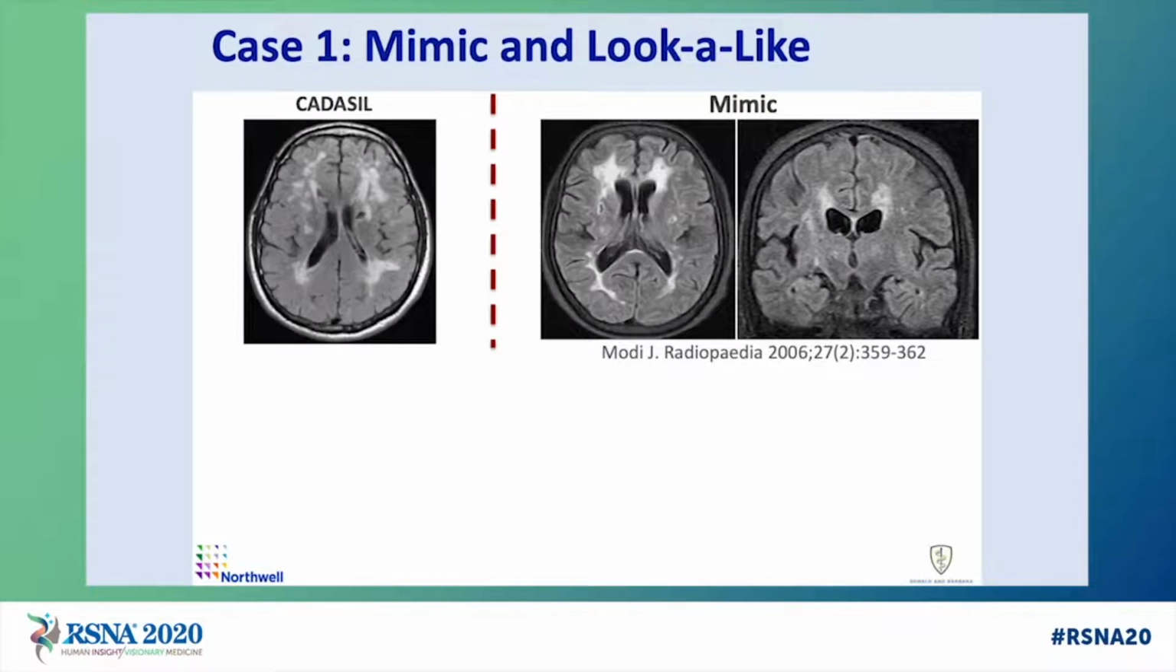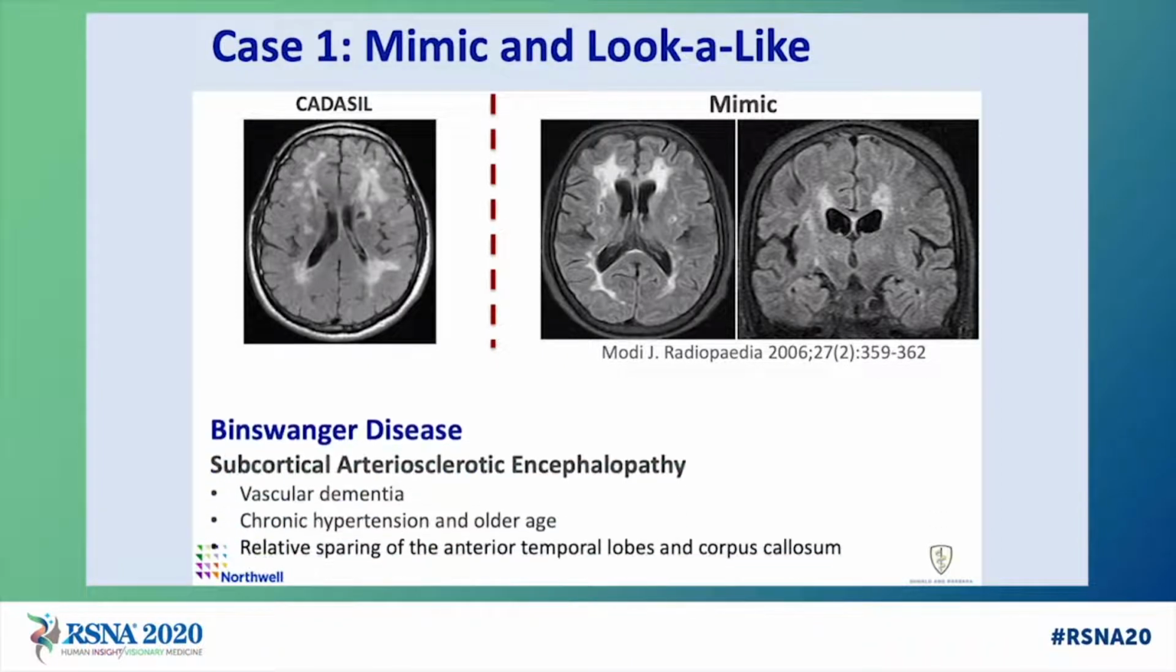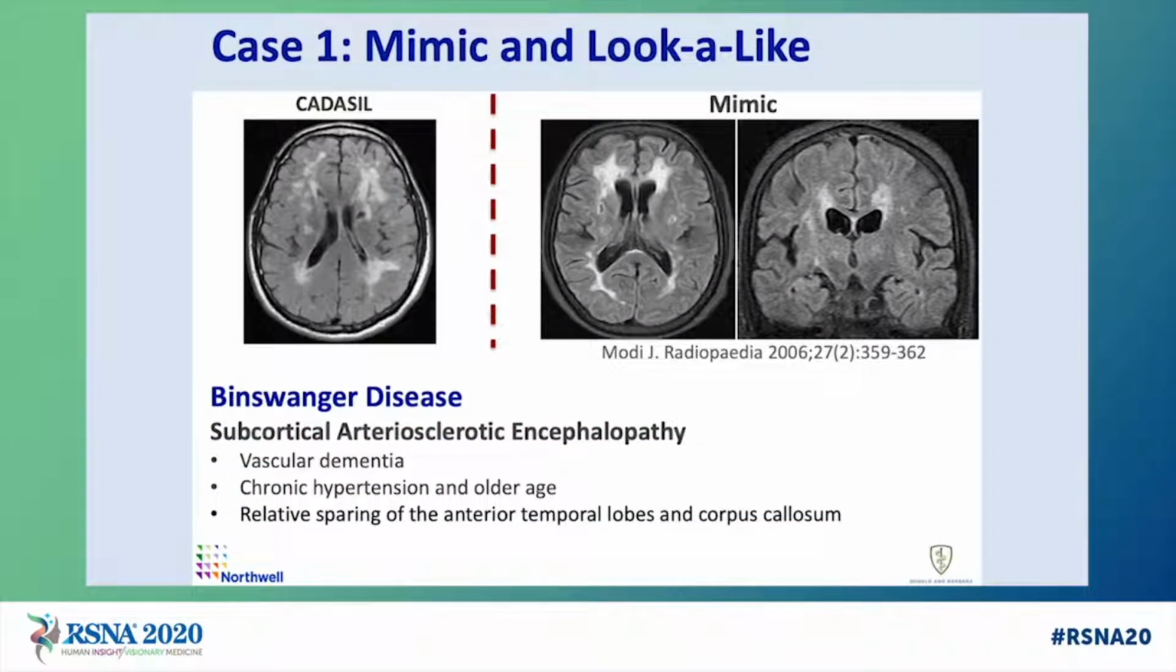Here is a side-by-side comparison of a mimic and lookalike for CADASIL. Similar imaging findings are seen with confluent T2 hyperintense signal involving the white matter and several chronic lacunar infarctions. However, there is relative sparing of the temporal lobes and corpus callosum. This is a case of Binswanger's disease, also known as subcortical arteriosclerotic encephalopathy, which is a cause of vascular dementia and due to chronic long-standing hypertension in older age.